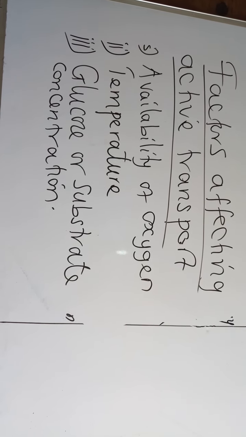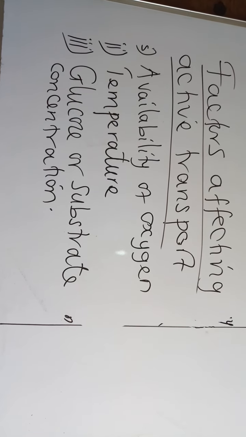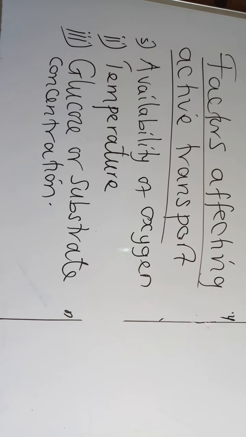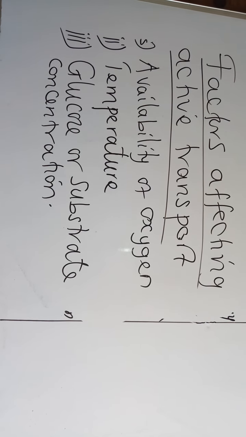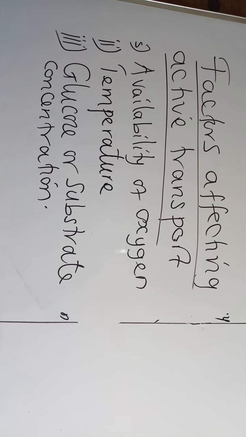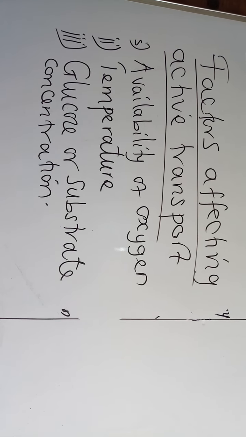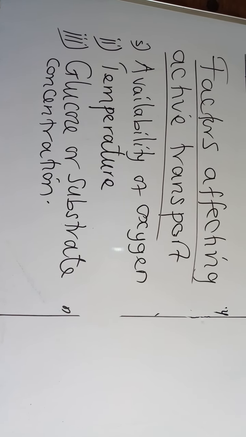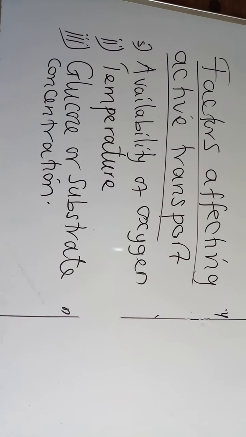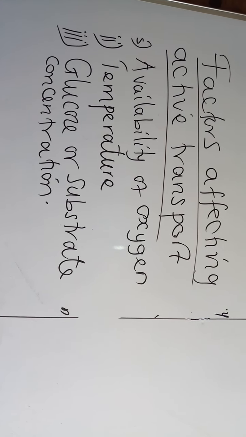a lot of energy will be produced, because when glucose is broken down, a lot of energy is produced. But when glucose concentration is low, the rate of active transport will be slow, because the amount of energy produced will be small because of a small amount of respiratory substrate. So at high concentration of respiratory substrate, a lot of energy is produced and the rate of active transport is fast. At low substrate concentration, the rate of active transport is low because of the small amount of energy that will be produced.